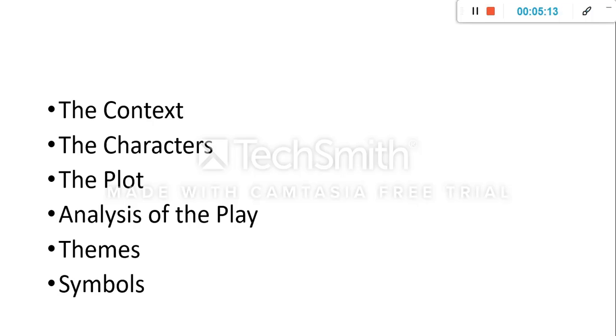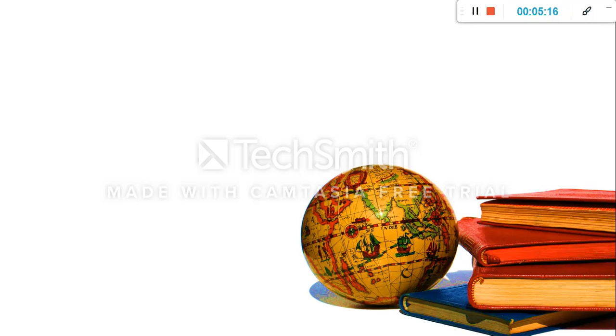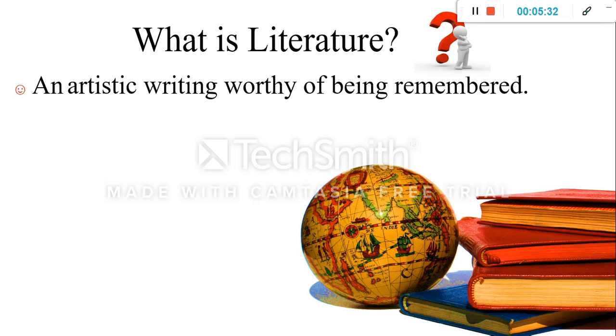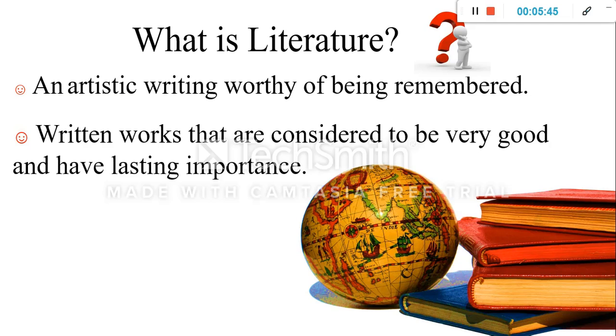And for today's lesson, I'll try to explain briefly what is drama and also the main elements of drama. But before moving to drama, let us have a brief introduction to literature. What is literature? Literature is an artistic writing worthy of being remembered. This is a very brief, simple definition of literature, or written works that are considered to be very good and have lasting importance. This is another brief definition of literature.